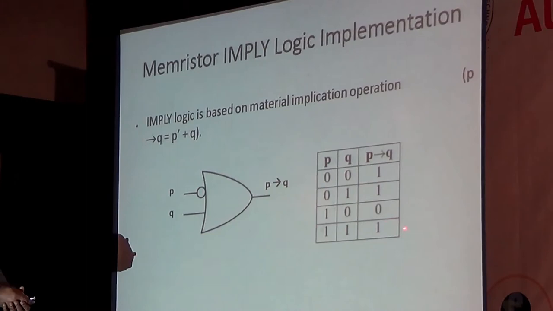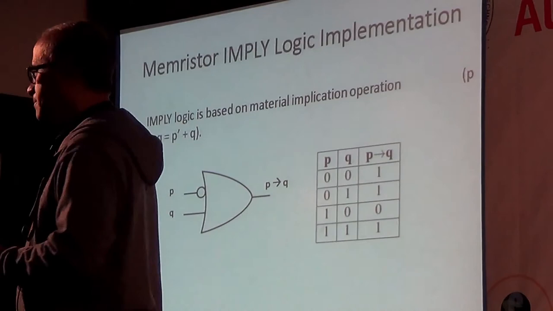If P is 0, output will be 1. If P is 1 and Q is 1, then also it is 1. Only for one combination, P is 1, Q is 0, output is 0. This is imply. Now we shall see how we can implement this imply operation using memristors.